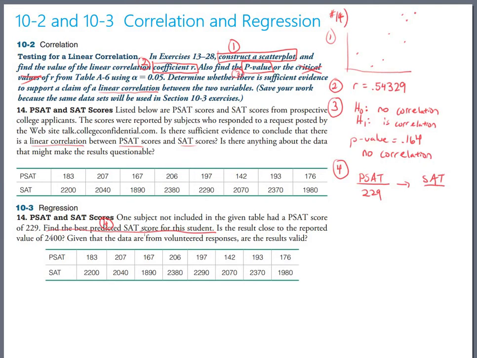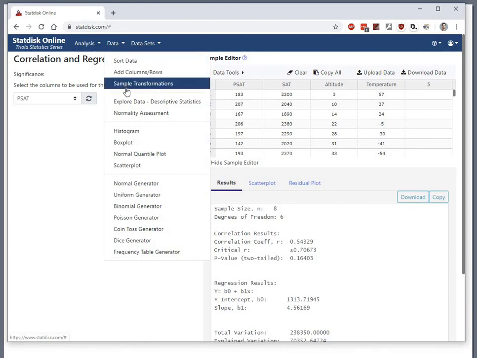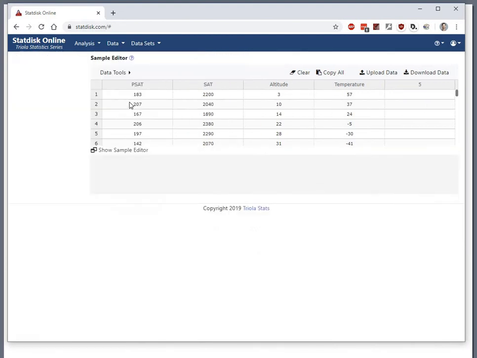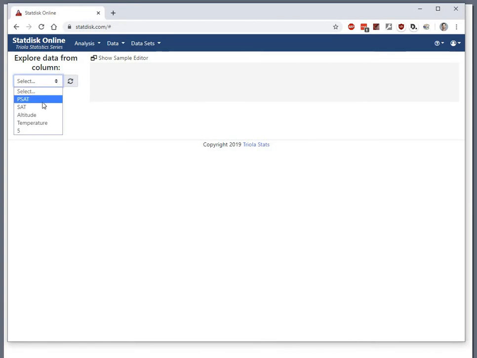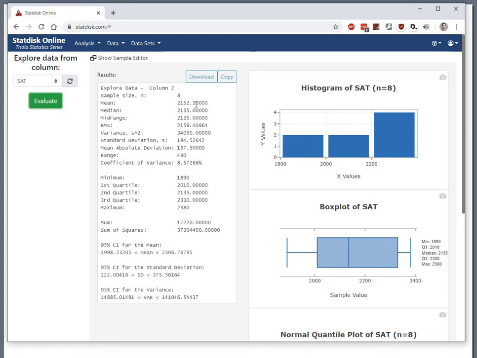So if they want us to predict an SAT score for this student, we're not going to use the 229 at all. All we're going to do when we predict the SAT score is say, what's the average SAT score so far? So I just need to go back to StatDisk and say, I just want the average of the SAT scores. Go under data, go under descriptive statistics, and say I'd like the SAT. The mean SAT score so far has been 2152.5.